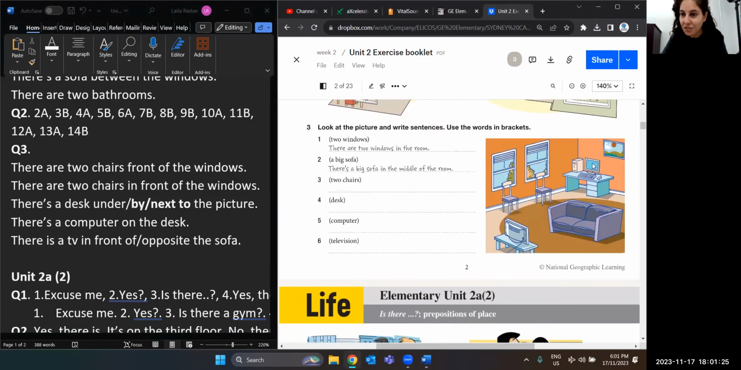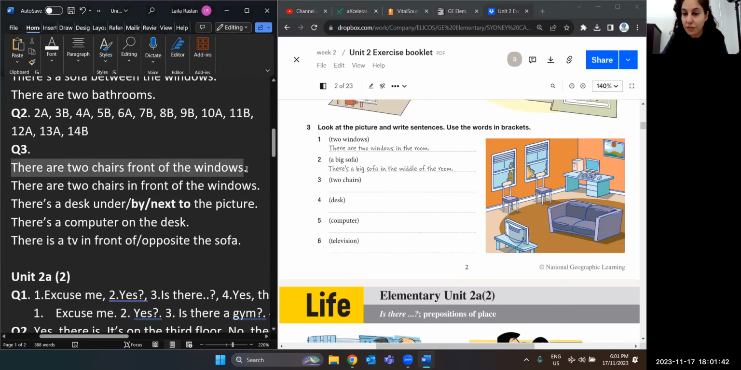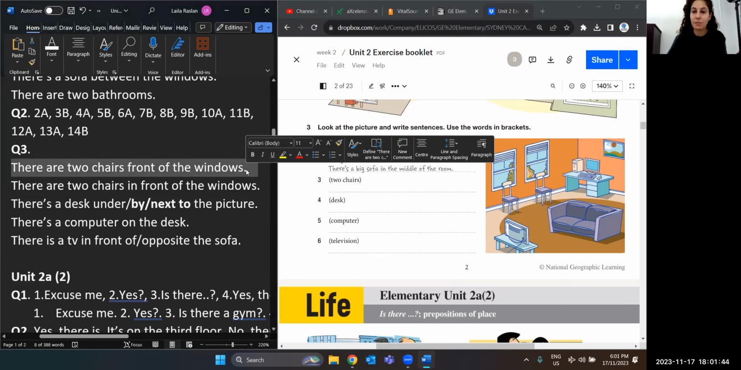Okay, look at the picture and write sentences. So number 1, there are 2 windows in the room. Number 2, there's a big sofa in the middle of the room. Number 3. Yeah, there are 2 chairs in front of the windows in the room. That could be right as well.